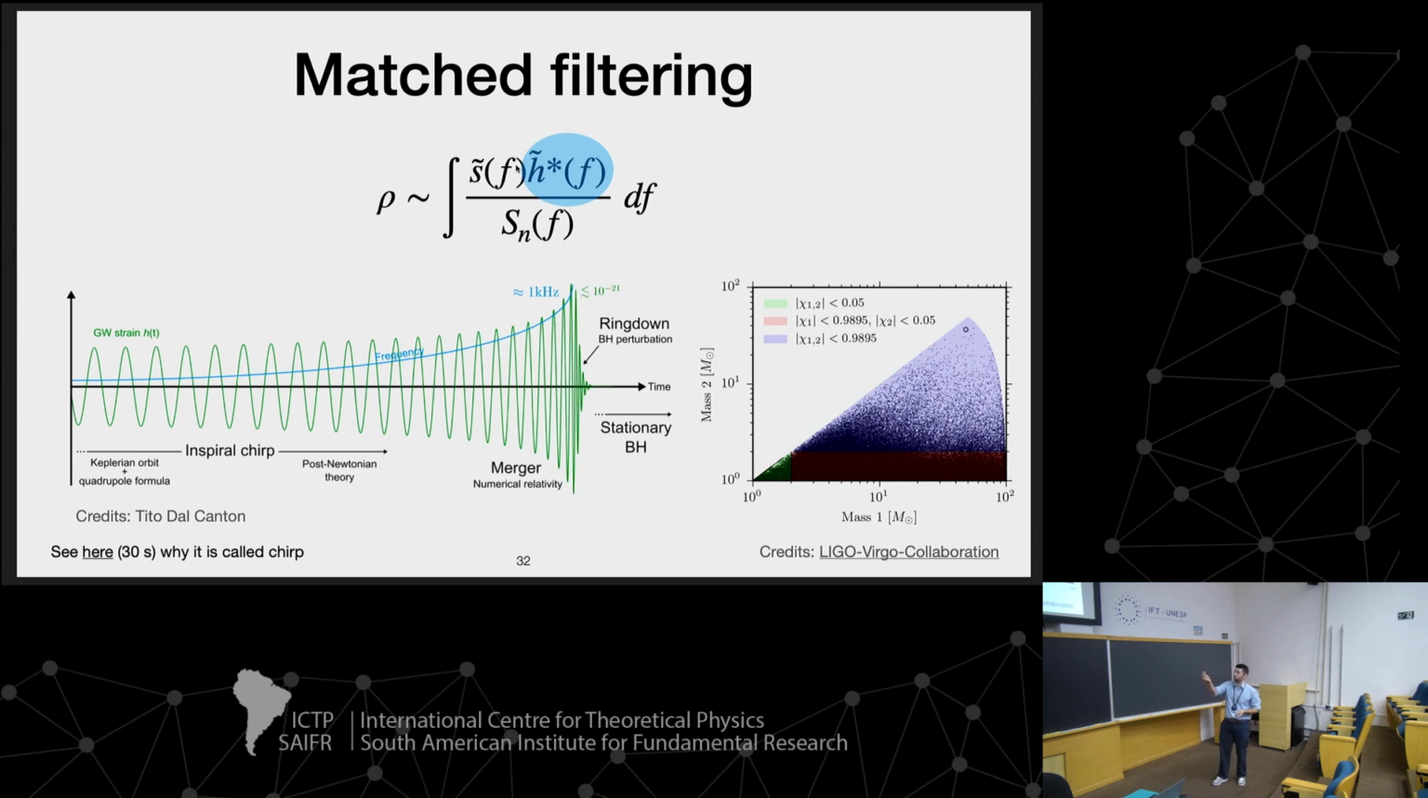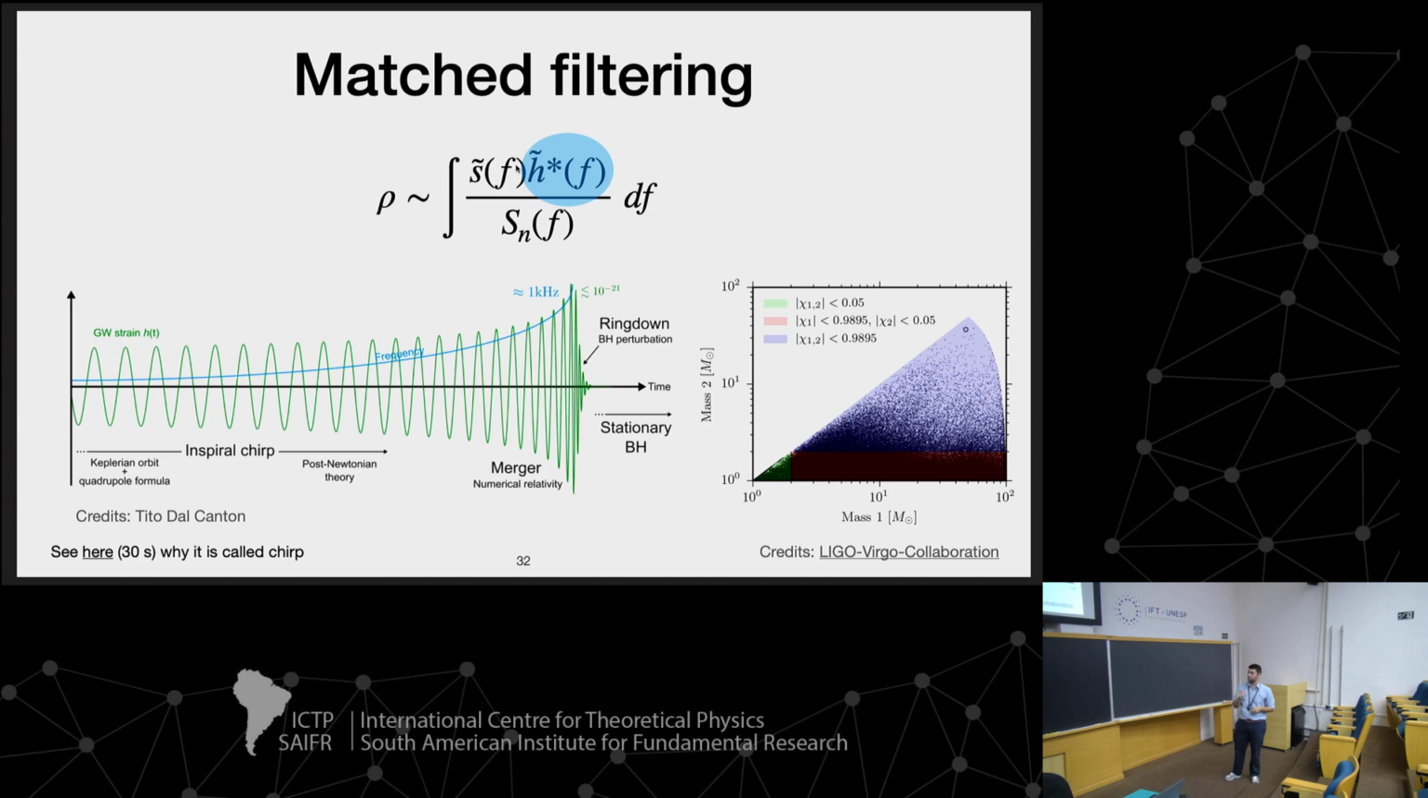As you move close to the merger, you need numerical relativity to actually predict the strain of the gravitational wave. And then after the merger, you have a perturbed black hole that is still emitting gravitational waves, which is called ringdown. And then you have a settled black hole that is not emitting gravitational waves, a perfectly spherical black hole. So this is what you need to model when you want to model a waveform.